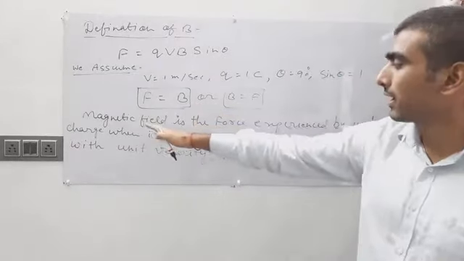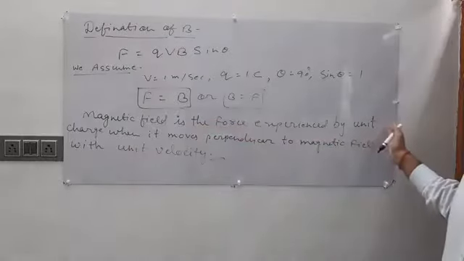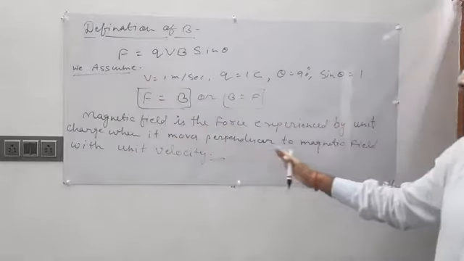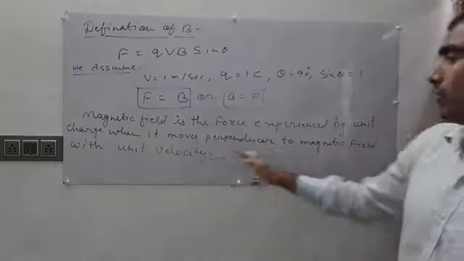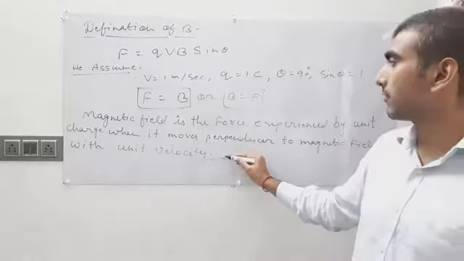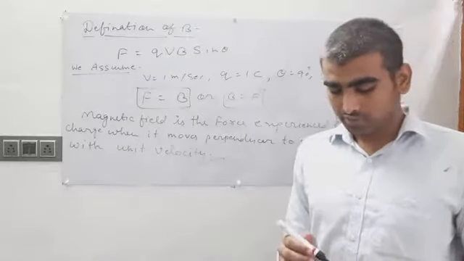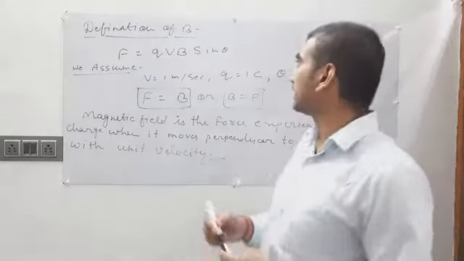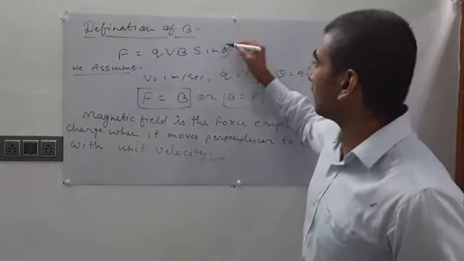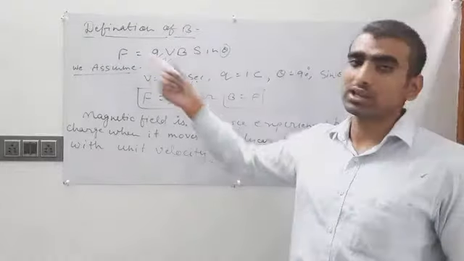That means magnetic field is the force experienced by a unit charge when it moves perpendicular to the magnetic field with unit velocity. Okay, this is the definition of B. Now we discuss some special cases when theta makes impact on the force acting on a charge.